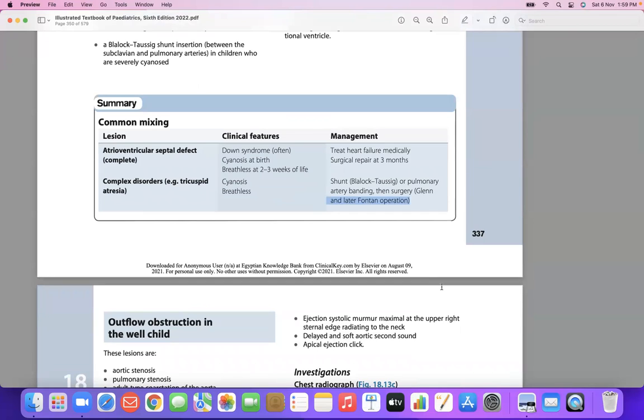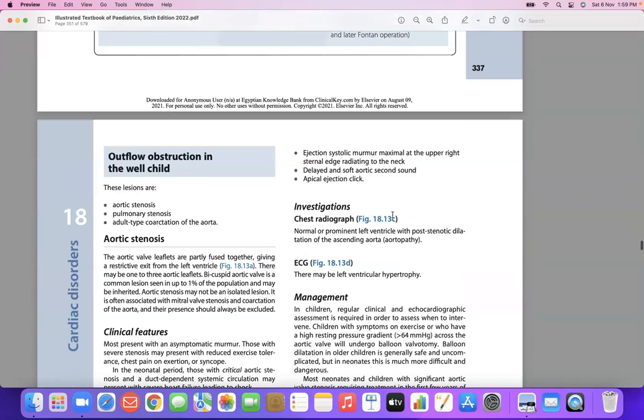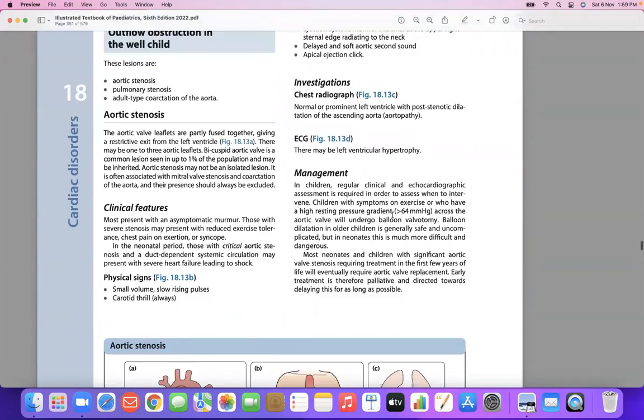Again, these repairs will help you. That is Glenn. In the Glenn, first you will connect only the superior vena cava to the pulmonary artery. Then in Fontan, the inferior vena cava. So when you do Fontan, it will become total caval correction. Okay.